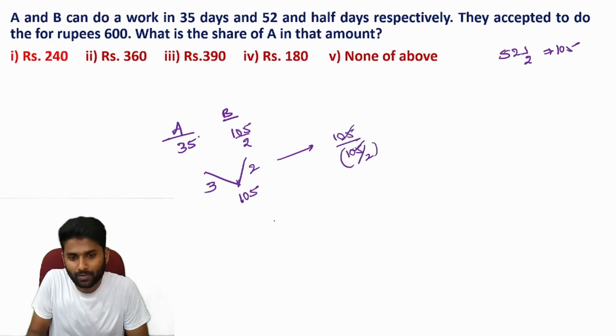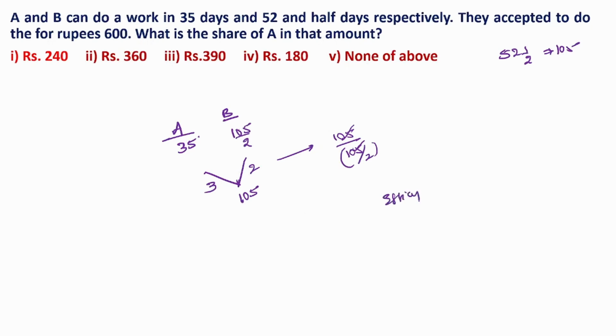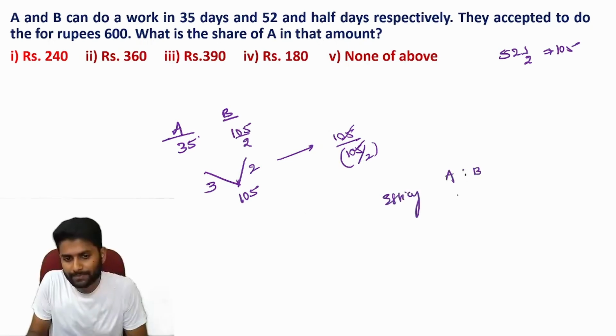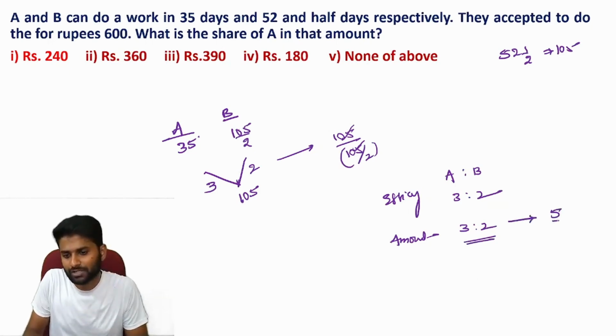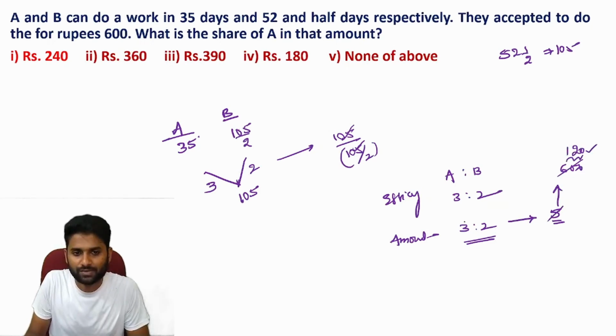Now the question. See, efficiency of A and B is 3 is to 2. Now what about the amount distribution? Here the relation is directly proportional. Again you have to distribute it according to the ratio of 3 is to 2. If the total amount is 5 units, A should get 3 and B should get 2. If 5 units becomes 600, each unit is equal to 120 rupees. What is the share of A? Share of A is 3 units. 3 into 120 is the answer: 360.